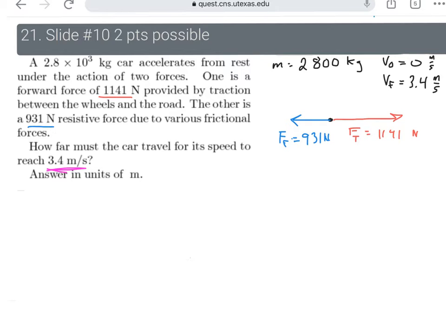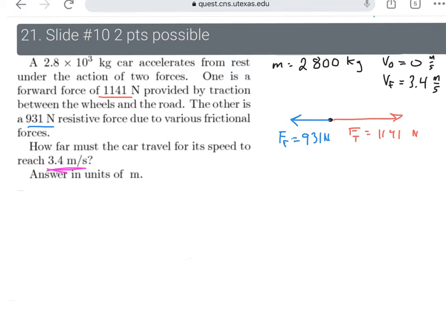My final velocity being 3.4. And it says that there are two forces acting on this car. So there's a forward force of thrust or traction, and my number for that is 1,141. We also have a force of friction, a resistive force, of 931 newtons. So we draw our free body diagram showing both of those forces.